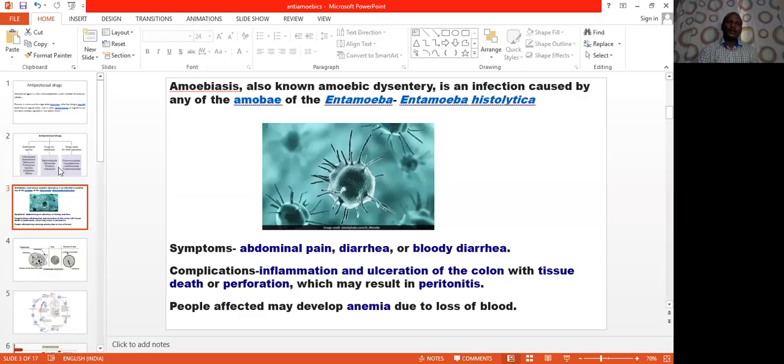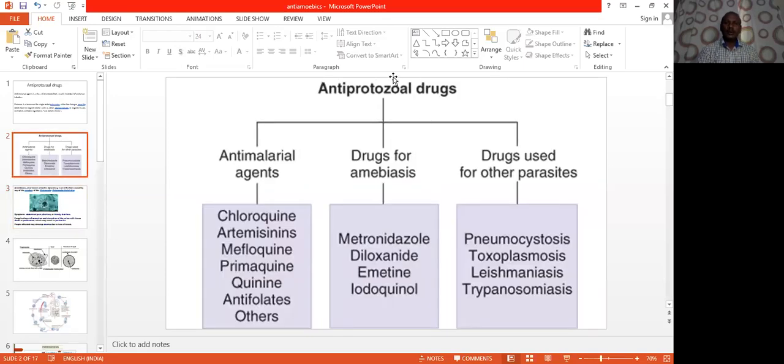Here are the classes of the antiprotozoal drugs. Malarials, which we discussed, and amoebiasis, which we are going to discuss now. This infection is caused by the protozoal organism Entamoeba histolytica. Other drugs are used for parasitic infections like pneumocystosis, toxoplasmosis, leishmaniasis, and trypanosomiasis.